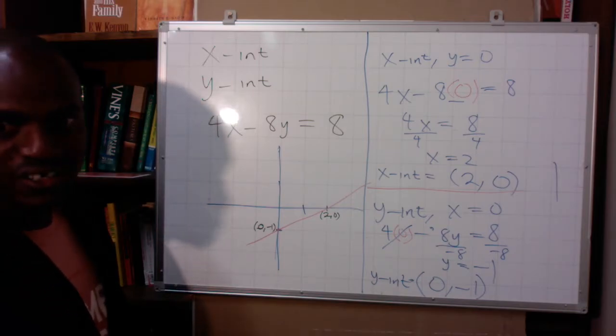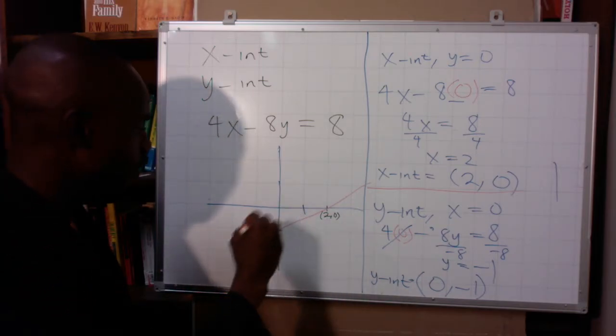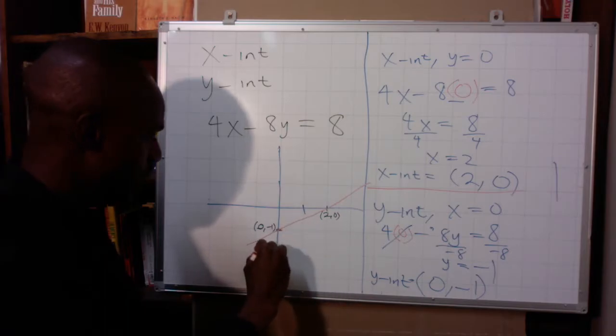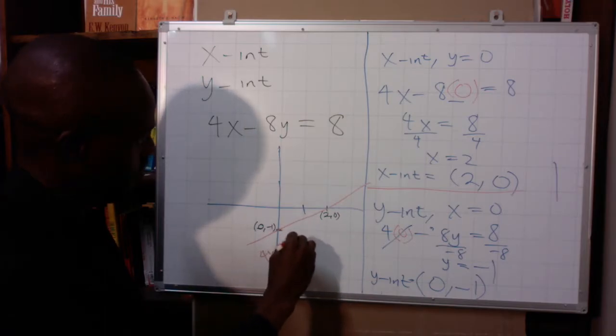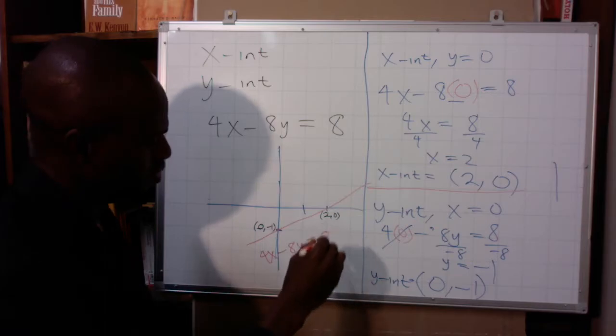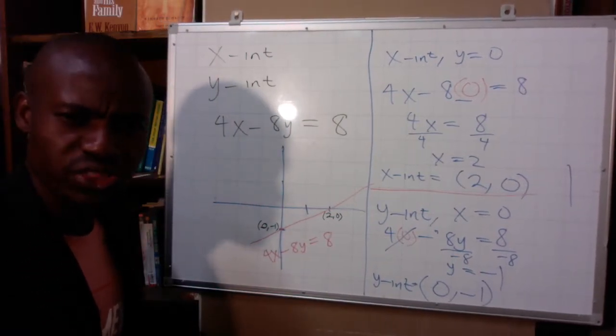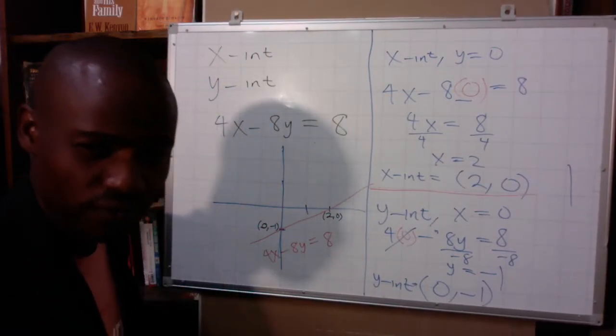That's what we're going to get for the line 4x minus 8y equal to 8. Any questions? What do you think? Was that simple enough?